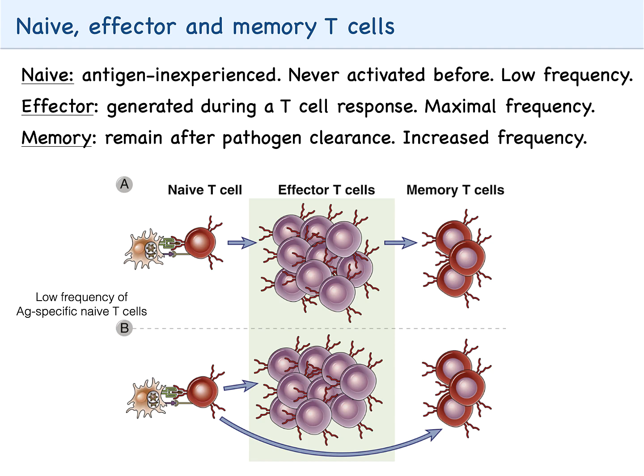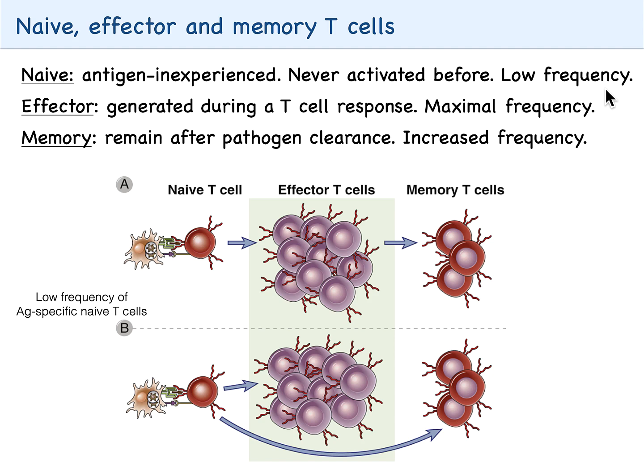So conventional T cells come in different flavors, so to say. Those T cells that have never encountered their cognate or specific antigen before are antigen inexperienced, and we call these cells naive T cells. They have never been activated before. Maybe in the thymus during development, but once they go outside the thymus, they are quiescent and have not been activated. And there is a very low frequency of these antigen-specific T cells. We have a lot of naive T cells, of course, but of each specificity, there is a very low frequency.